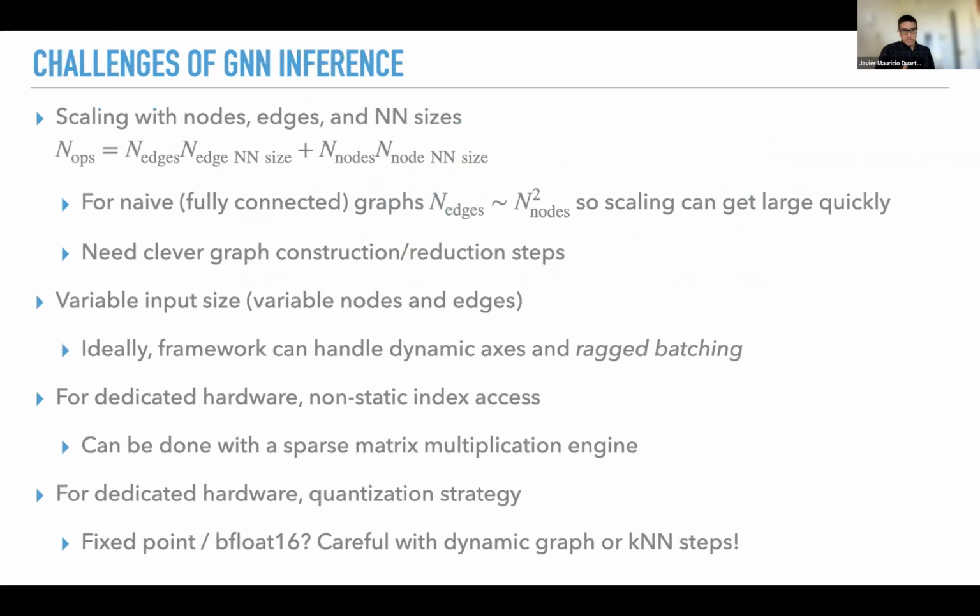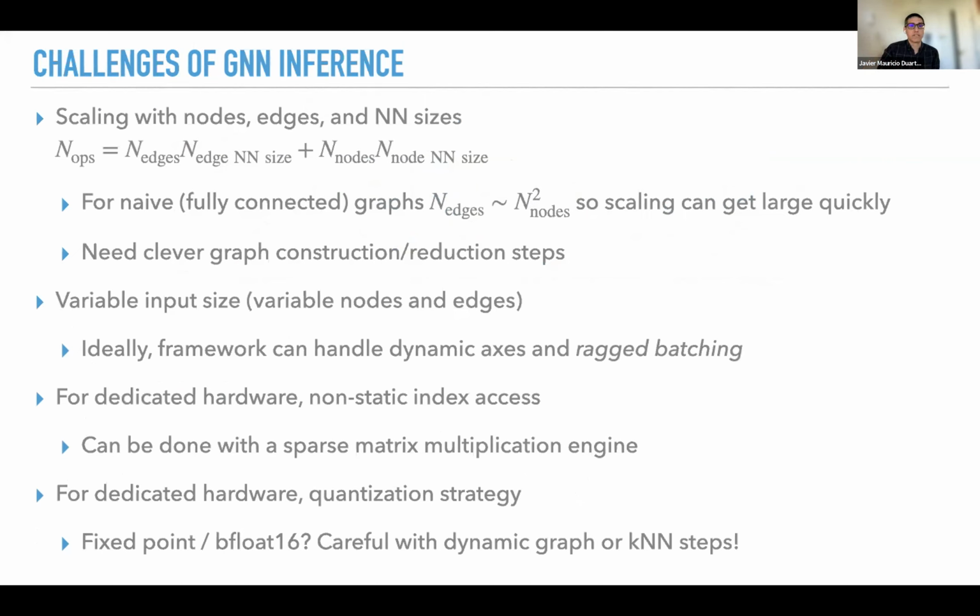Okay, so what are the challenges of this? As I mentioned already, one of the challenges is the number of mathematical operations you have to do. Very roughly, this scales with the number of nodes and edges and the neural network sizes that you're using to do this inference.